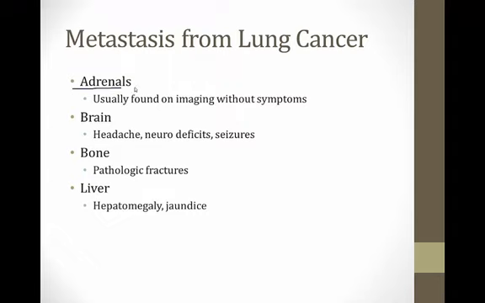They often metastasize to the adrenals. Now this is usually asymptomatic, so when patients are diagnosed with lung cancer, they often have a total body scan to look for mets, and they will pick up mets to the adrenal glands. This usually doesn't cause any symptoms. Brain mets are also common. This can cause headache and neurodeficits and seizures. Patients with lung cancer get bone mets, and this results in pathologic fractures. And then they can get mets to the liver, and this can give them hepatomegaly and even jaundice and liver failure.